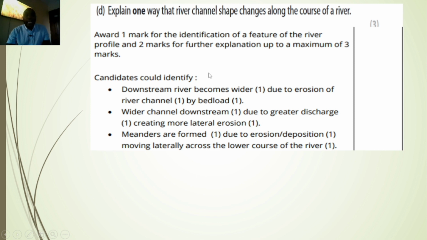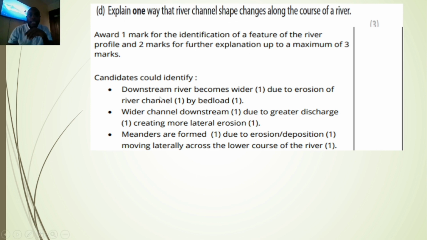So candidates could identify downstream river becomes wider. It's very common. We've talked about that severally, due to erosion of river channel by bed load. Then wider channel downstream due to greater discharge, creating more lateral erosion. Then meanders are formed due to erosion or deposition. We'll be talking more of these in part 5. The meanders, all those, maybe moving laterally across the lower course of the river. So you identify that one way, and then you explain. You get your 3 points.